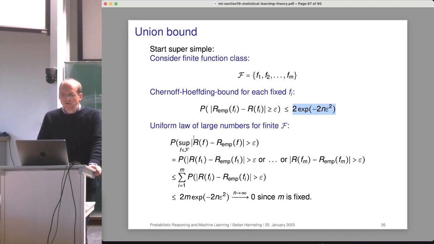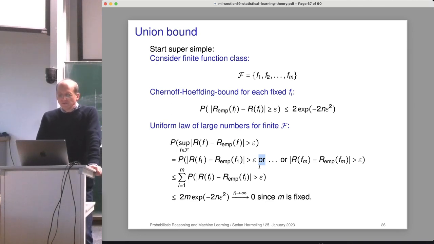How can we now prove the uniform law of large numbers for a finite set of functions? We want to bound the probability for a supremum of functions. If the supremum is greater than epsilon, it means that at least one of these finitely many things is greater than epsilon. That's why there's an "or" in between. If one of them is greater than epsilon, then the supremum is greater than epsilon, because the supremum will take the worst one. So that's why I'm getting an "or".